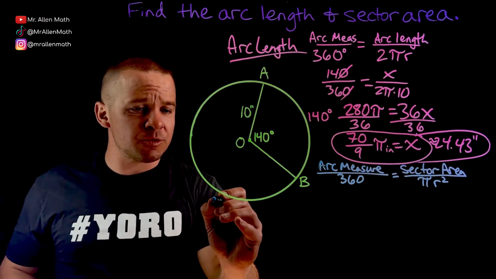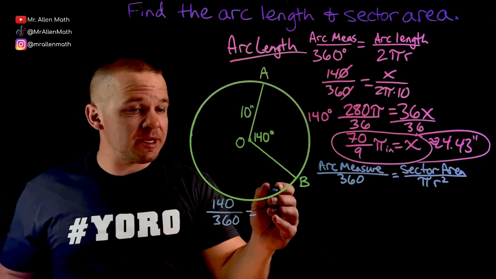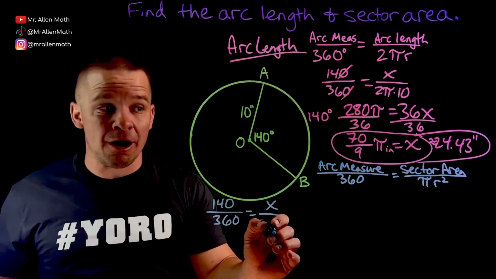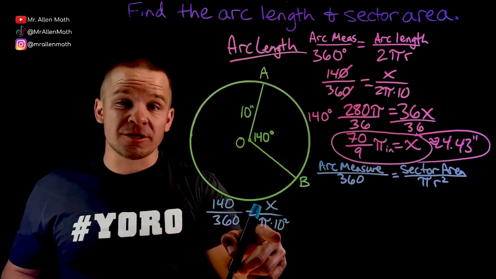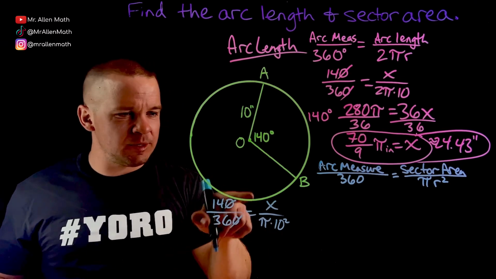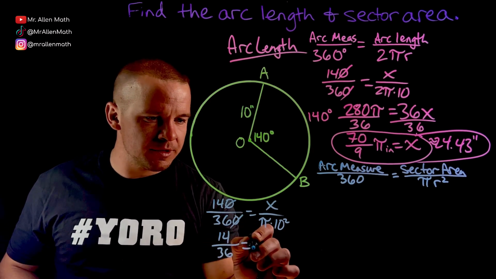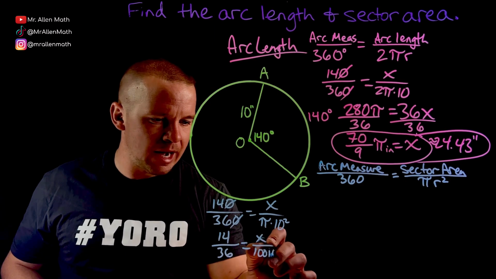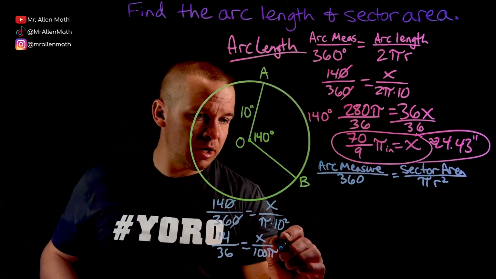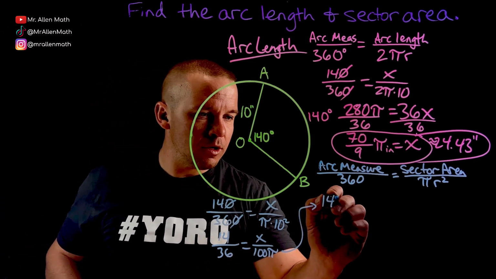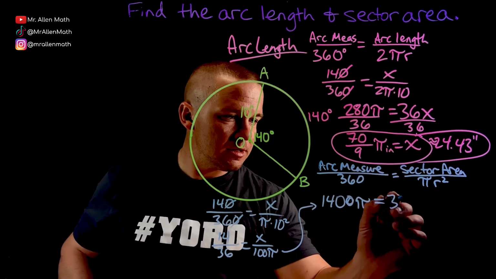I'm going to place everything the exact same way. So my arc measure is 140 degrees over the total 360 degrees equals my sector area, which I do not know, but we about to find out. And then we have pi times my radius, which is 10 squared. So now that's going to be 100, right? Simplify that. So we got 14 over 36 equals x over 100 pi. Now I'm going to cross multiply, okay? We get 100 times 14, right? We've got 1400 pi equals 36x.